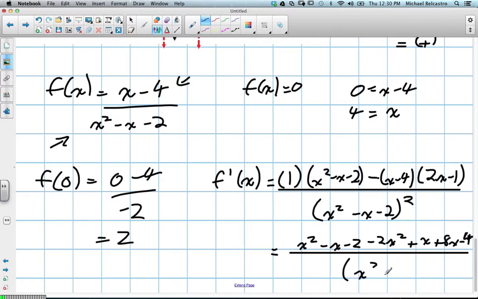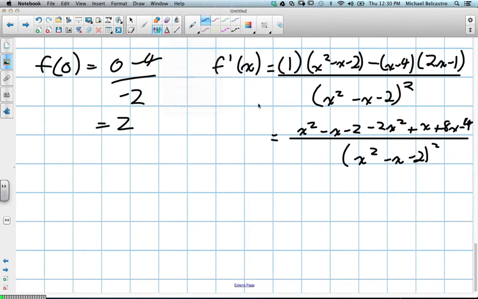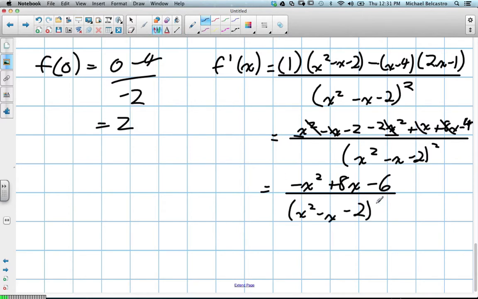I'll let you guys just double check that. So we'll simplify what we have on top. We have x squared minus 2x squared, so that's going to give us negative x squared. Negative x plus x cancel out, plus 8x, so we have positive 8x. And then constant terms, negative 2, negative 4 gives us negative 6. On the bottom of this equation, we still have x squared minus x minus 2 squared.